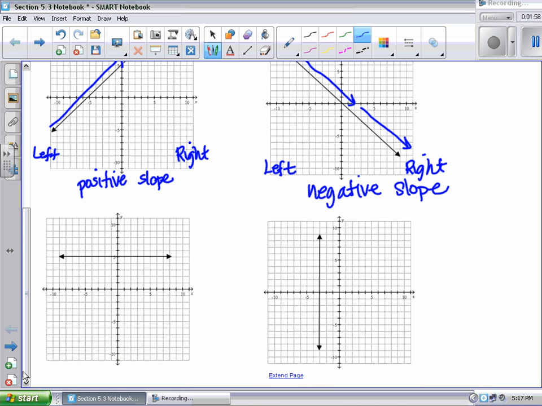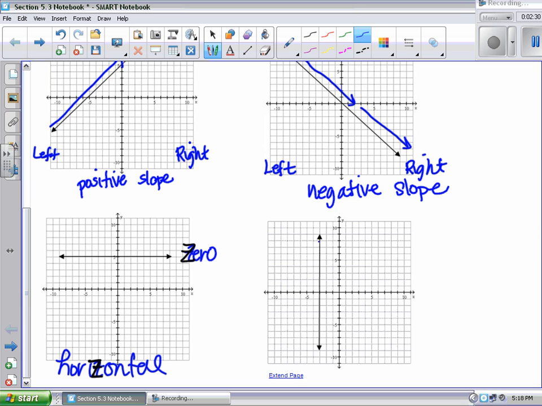Our third line here goes straight across. This line has a slope of 0. Okay, so think about what kind of a line this is. This is a horizontal line. Z is the letter that we use for 0. So a line that has a 0 slope is horizontal. A horizontal line will always have a slope of 0.